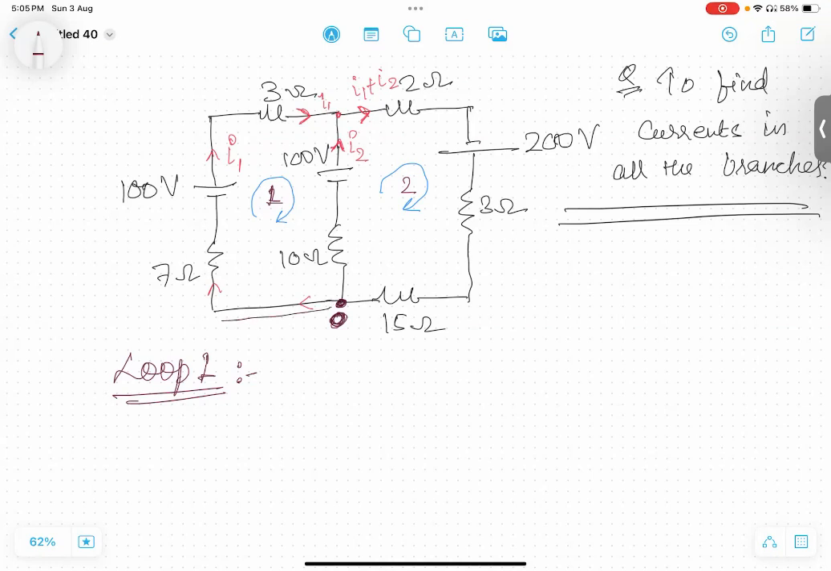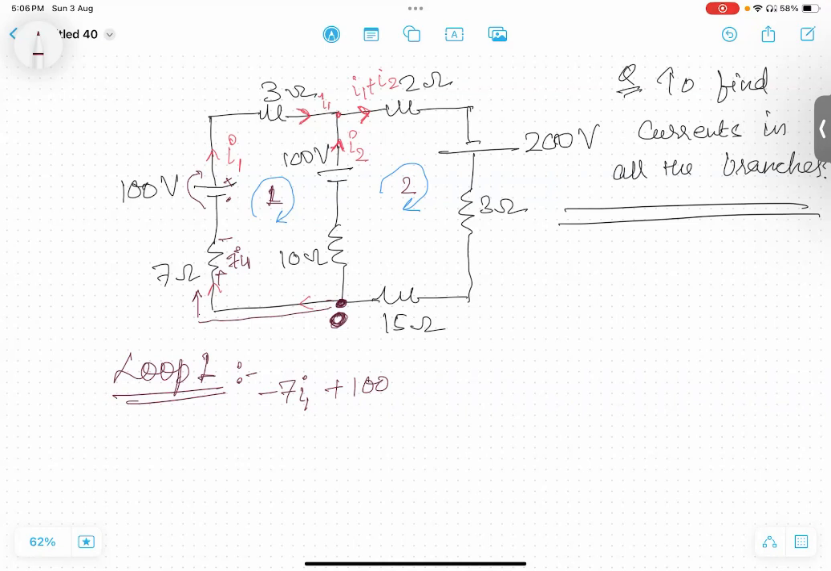When I will cross this 7 ohm resistor, I will get a drop of 7I1. Agree? Why drop? Because current is going from plus to minus. So I will get a drop of 7I1. When I will cross this battery, because in this battery I am going from minus to plus, I will get a raise in potential of 100 volt. I will not write volt here, because it will confuse with V.